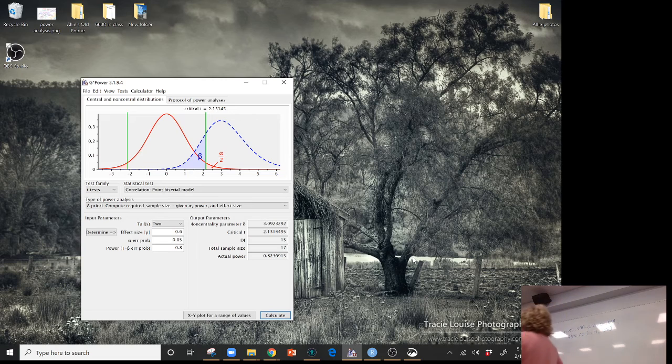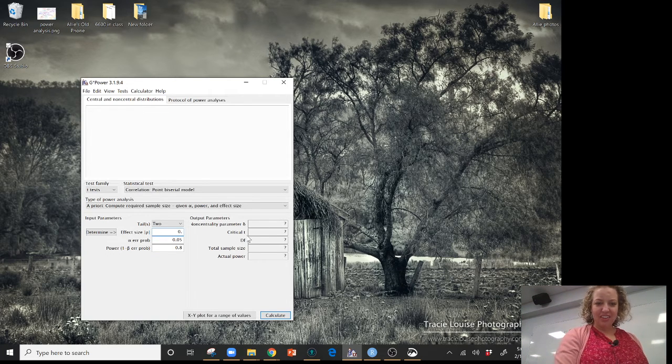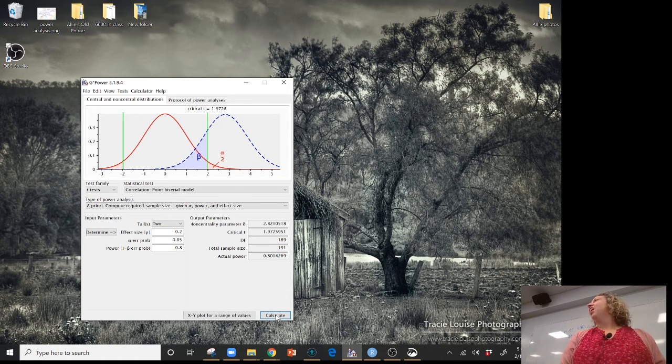What if I want to detect a correlation of 0.2, without clicking on anything? What's going to happen to the sample size requirement if I want to be able to detect 0.2? Is it going to go up or is it going to go down? If we want to be able to detect smaller correlations, then we're going to need more sample. Let's try it. How high do you think it's going to go? Any gut? Significantly? 191.